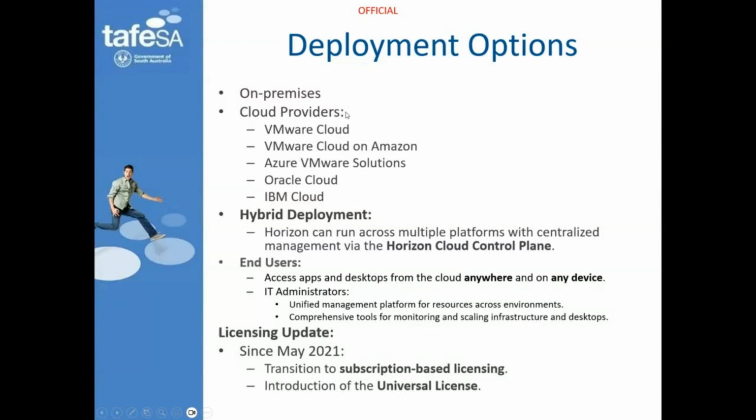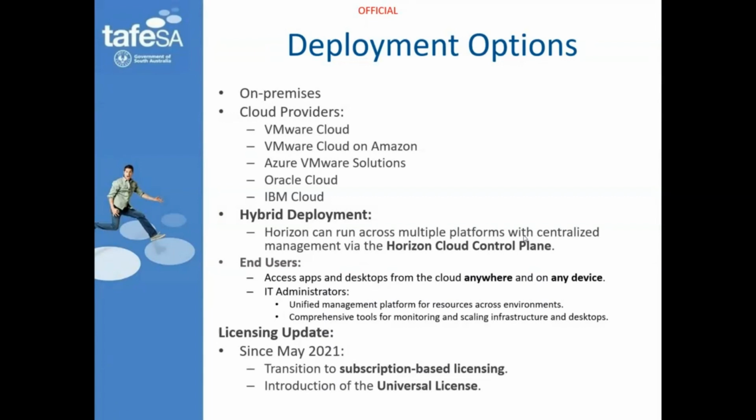But there's also the cloud providers. There's the VMware cloud itself. There's VMware Cloud on Amazon, which is AWS. There's Azure VMware Solutions. There's the Oracle Cloud and the IBM Cloud. Just like any cloud, you can have what's called a hybrid model, hybrid deployment, which basically means you have some things on your own location and you have some things in the public cloud. Horizon can run across multiple platforms with centralized management via the Horizon Cloud Control Plane.